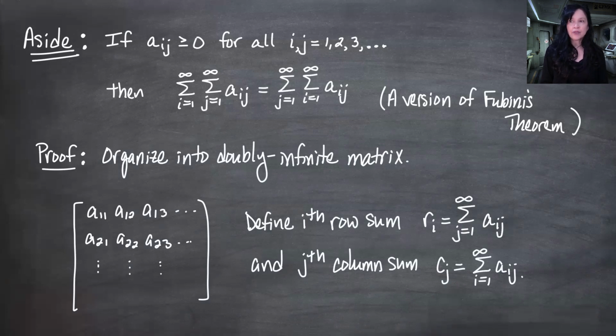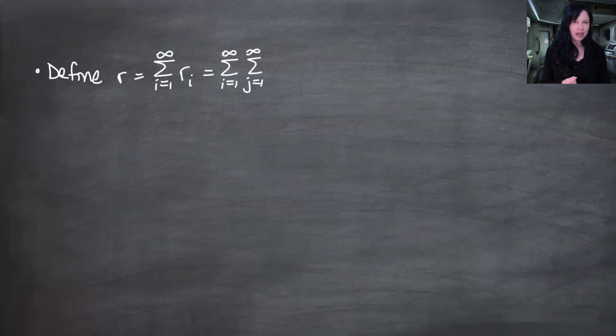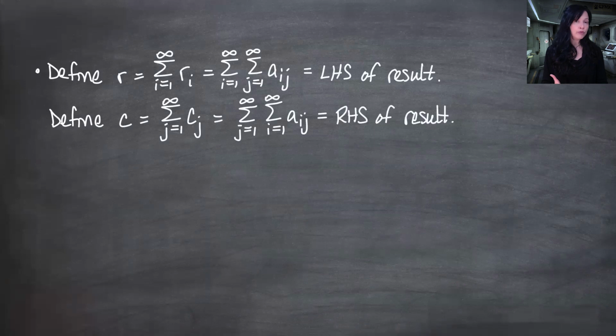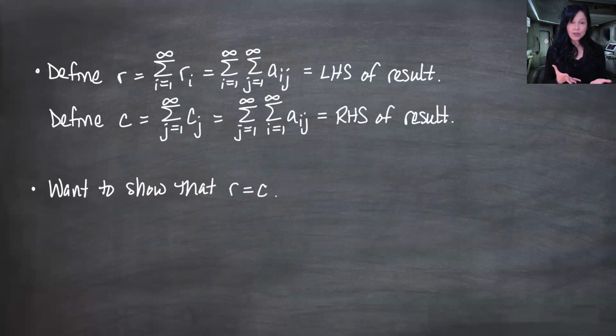And then I'm going to add up all the row sums. I'm going to call that R. So R is going to be the sum as i goes from 1 to infinity of the Ri. And given how I defined Ri, this is precisely the left-hand side of the equation we're looking at proving. And similarly, I'm going to define C to be the total of the column sums. And if you just look at how I defined the Cj, this is precisely the right-hand side of what we're looking at. Now I want to show these two are equal. And what I'm going to do is define something else and show that R is equal to this thing and C is equal to this thing, and therefore everything's equal.